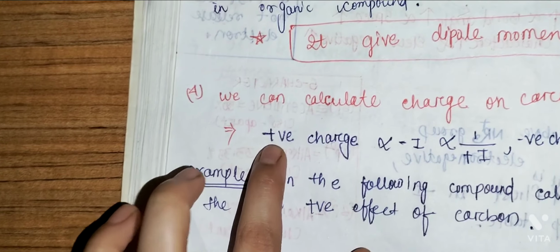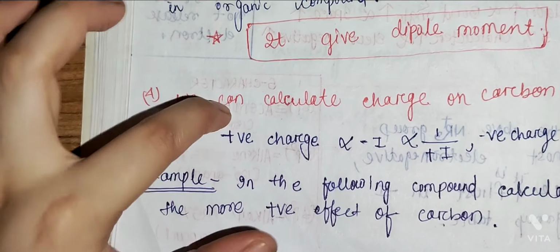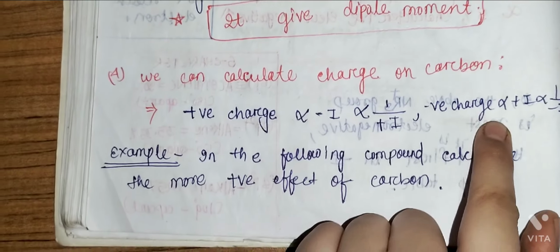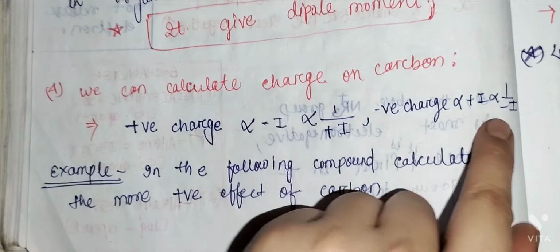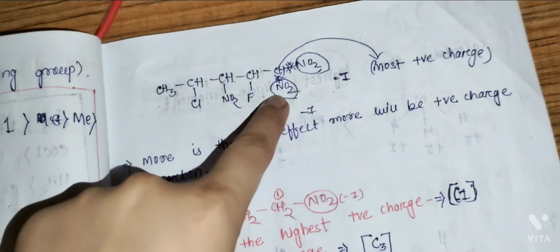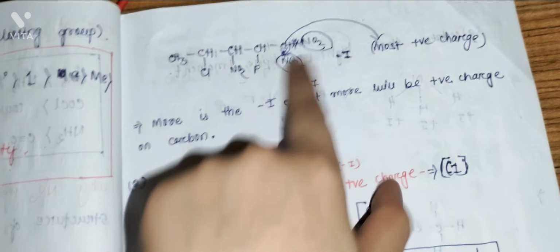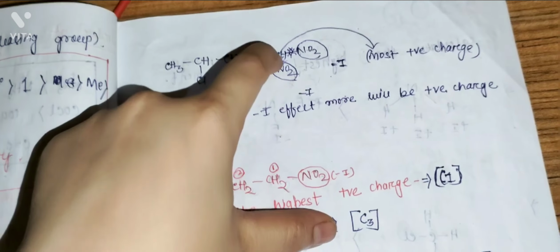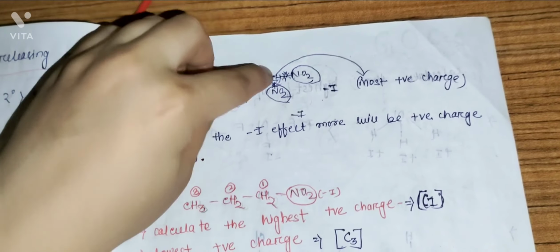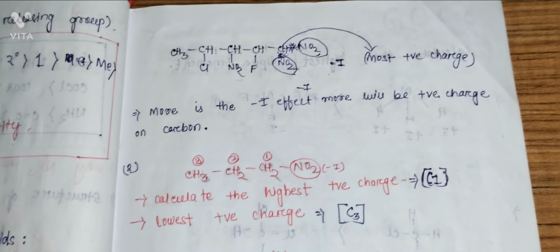If the carbon contains positive charge, then it is directly proportional to the minus I effect. If the positive charge is more, then the minus I effect will be more and the plus I effect will be low. If the negative charge is more, then the plus I effect is more and the minus I effect is less. See the example here. This is NO2 and this is also NO2. These are electron withdrawing groups, so they attract electrons from the carbon. Here two minus I effects are showing, so the carbon will get the most positive charge. Hence, the more the minus I effect, the more the positive charge on carbon.